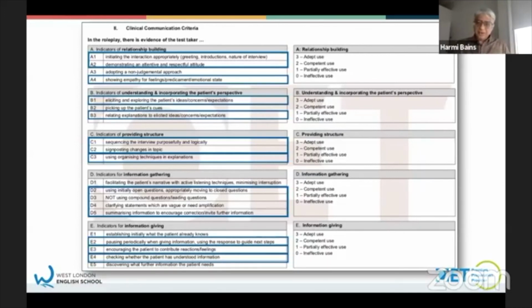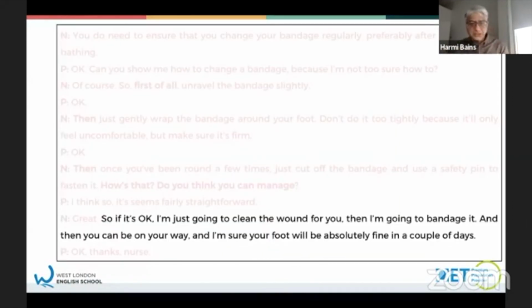So whenever you're giving information, especially if it's important information, it is nice. And it's just really a small thing. Are you okay with that? Is that okay? Do you want to ask me anything? How do you feel about that? Just a small thing at the end, really, when you're giving instructions. Checking to see whether the patient has understood.